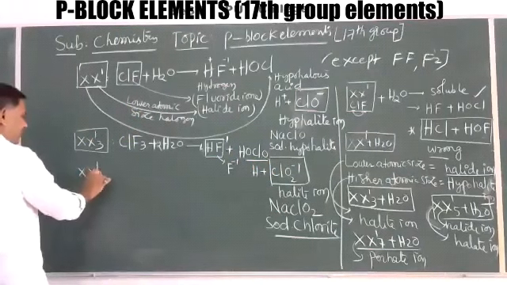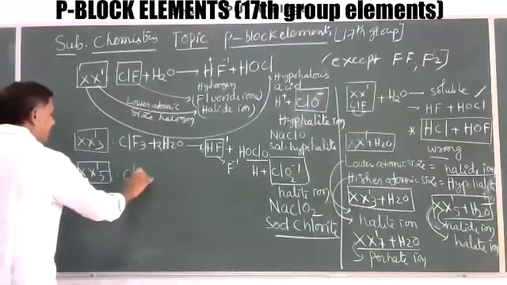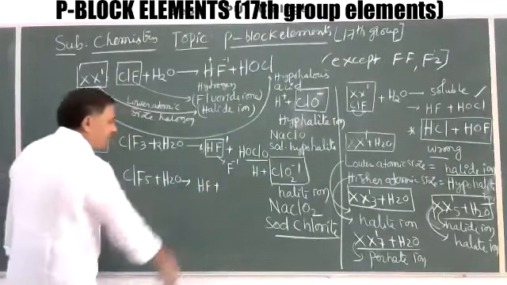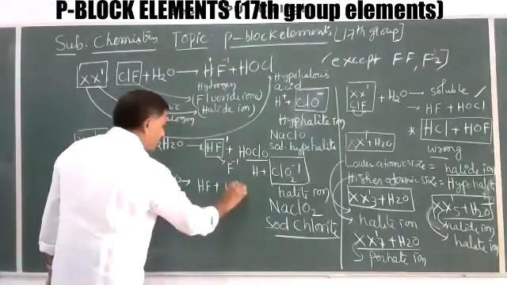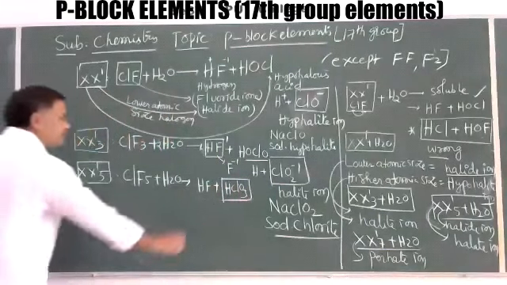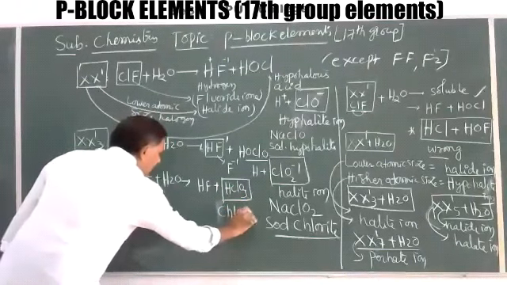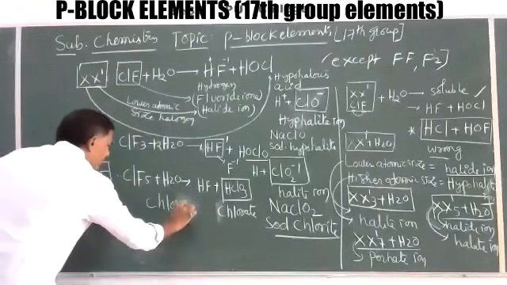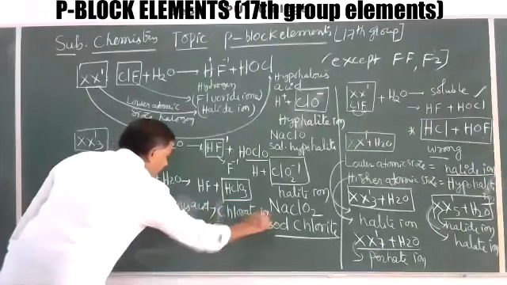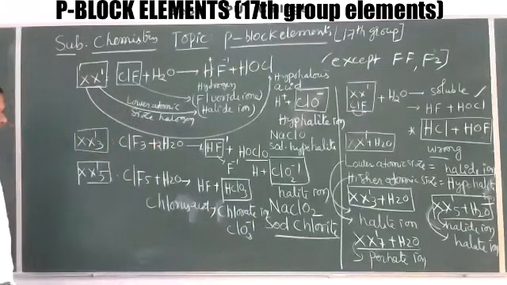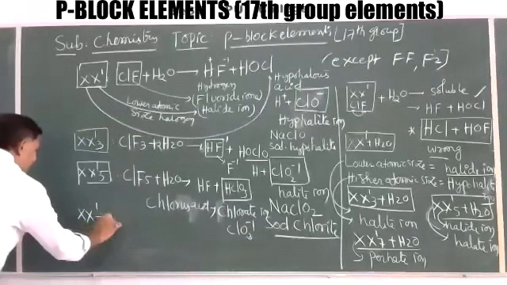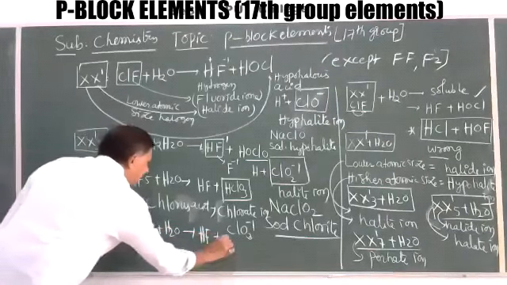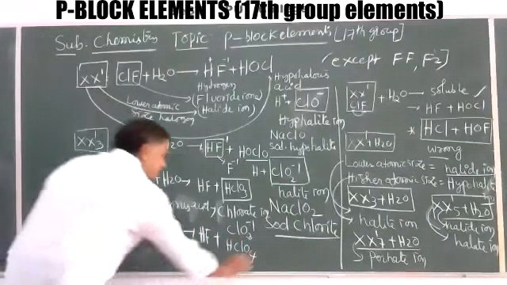Similarly, XX'5 is reacted with water. ClF5 is reacted with water, H2O. Similarly, it gives the corresponding hydrogen fluoride. But here the higher atomic number element gives HClO3. This is the chlorate, here the chlorate ion, ClO3-. Similarly, XX'7 is reacted with water. ClF7 is reacted with water. It gives the same corresponding HF plus, here, HClO4 is formed. This is perchloric acid.